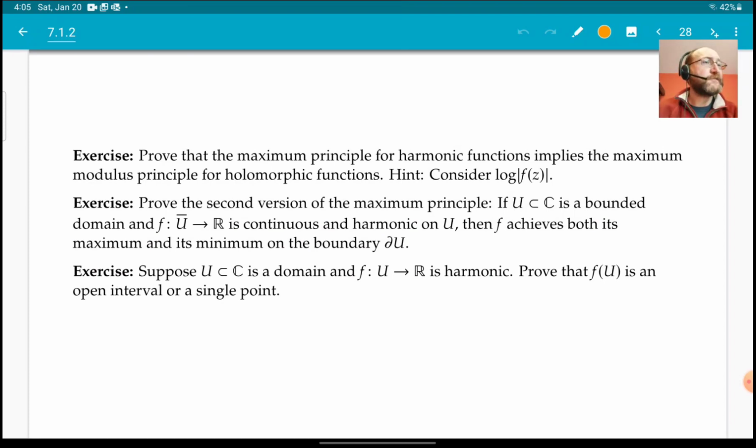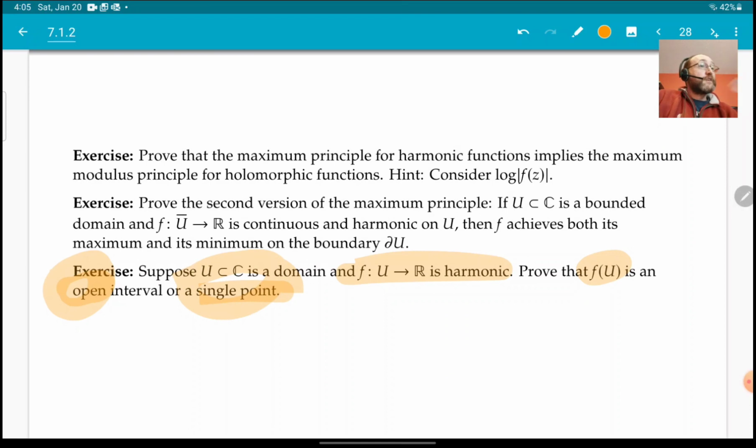Now we also have a version of the open mapping theorem for harmonic functions. It's a bit simpler. It's really just the maximum principle in this case. So suppose that I have a harmonic function f on a domain U. Then prove that f of U is either an open interval, and the open is the key point, or a single point. It's continuous, so it's always an interval; that would be just continuity. But the key point is that it is an open interval, or f is constant, in which case it would be a single point.